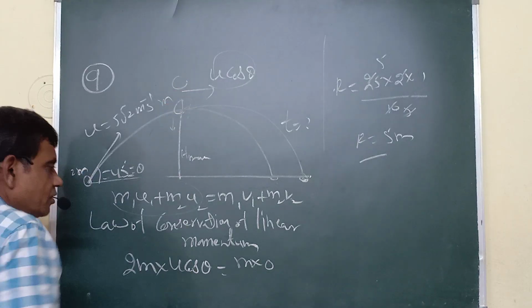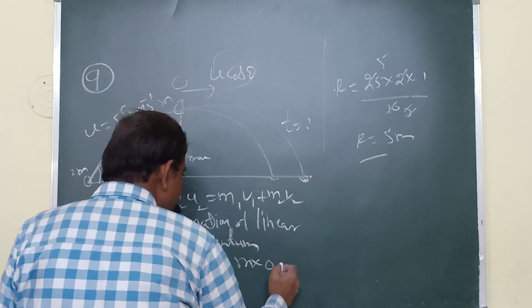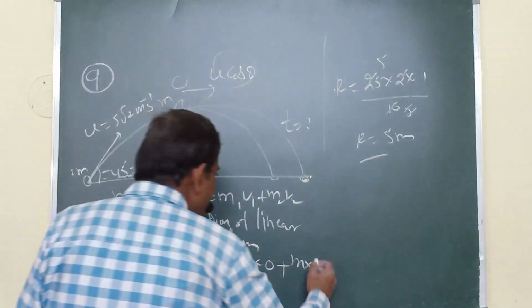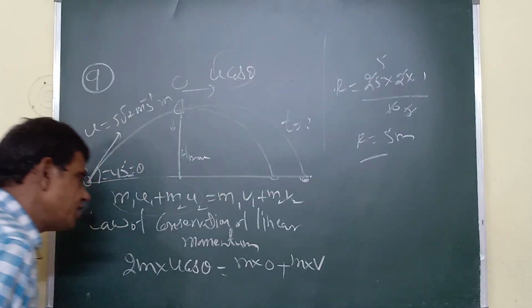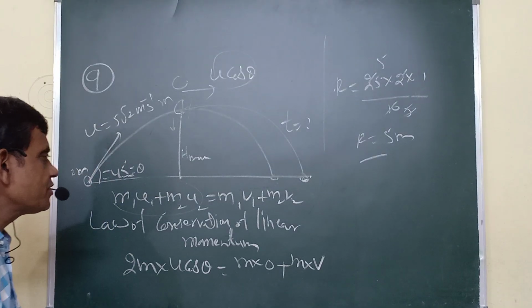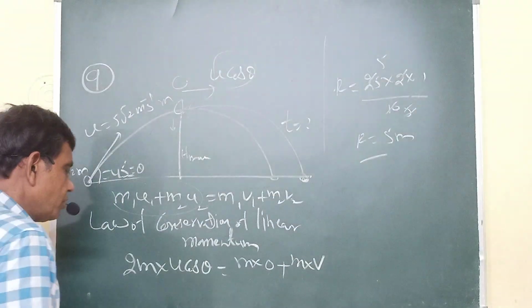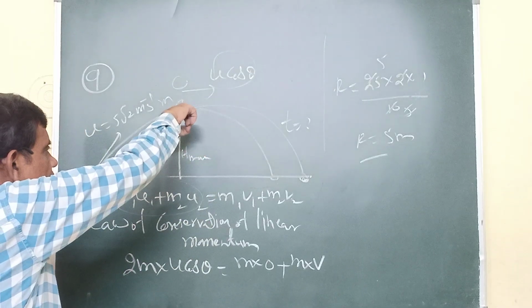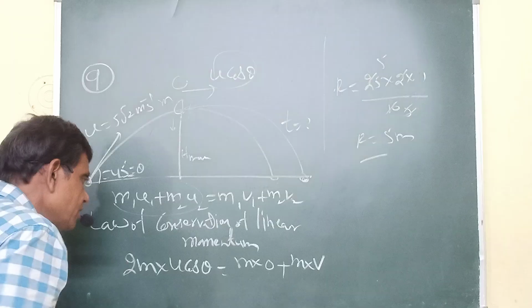So coming downward, what is the velocity? 0. Another part, m. Here, what is the velocity? That velocity I am taking as v. So from that, we get the velocity of that particle, and again from that we get the time.